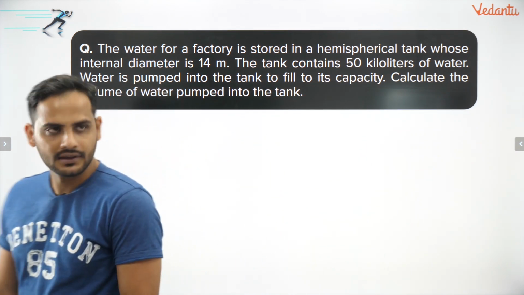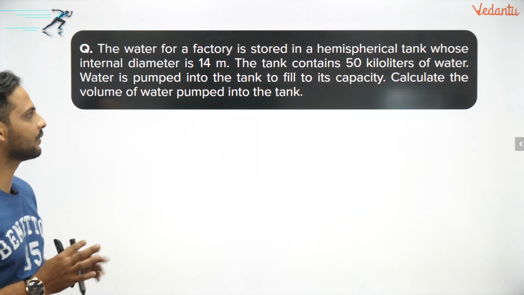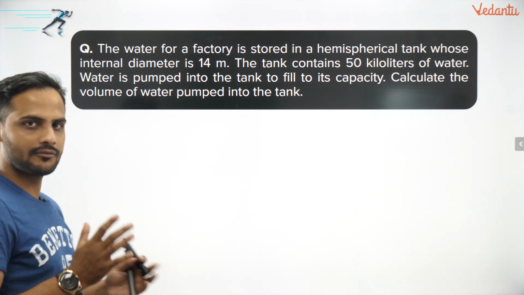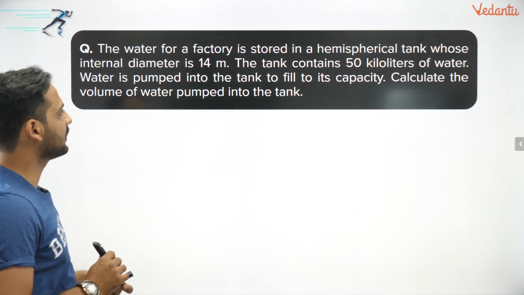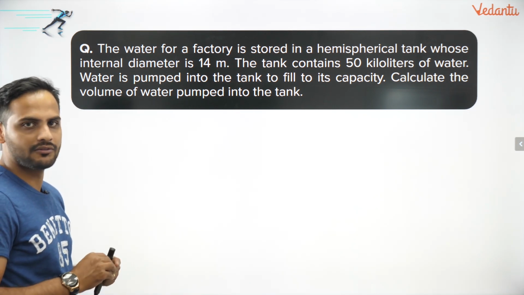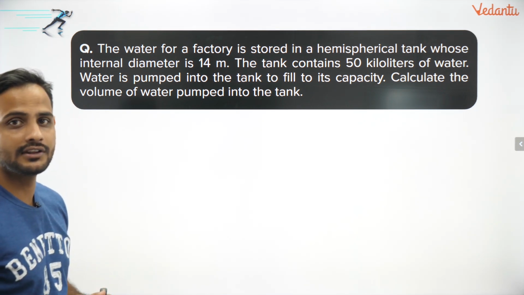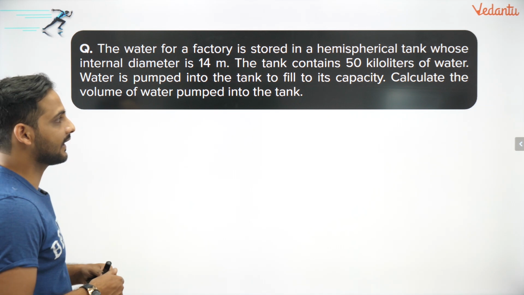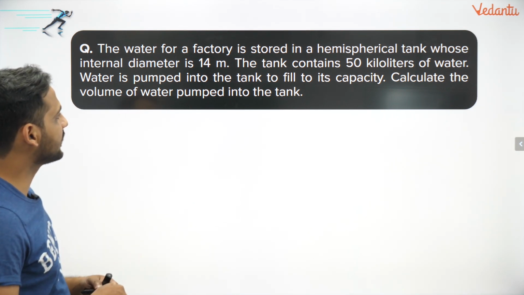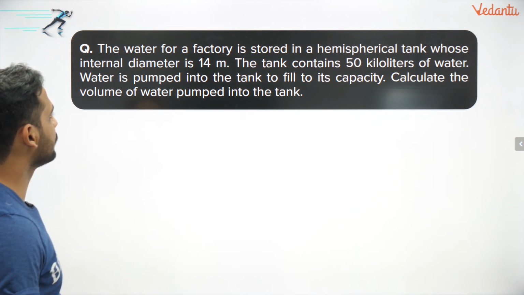Now bacho, don't think about so many kiloliters and all they are saying. Just understand the question. Water for a factory is stored in a hemispherical tank, with internal diameter 14 meters. So whatever the volume of this hemispherical tank, that will be the volume of water. The tank contains 50 kiloliters of water, so they have already given the volume of the water. Water is pumped into the tank to fill it to its capacity. Calculate the volume of water pumped into the tank.